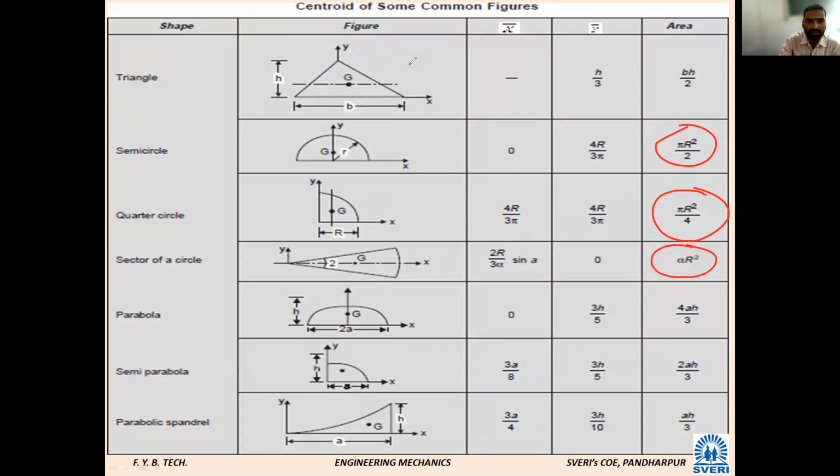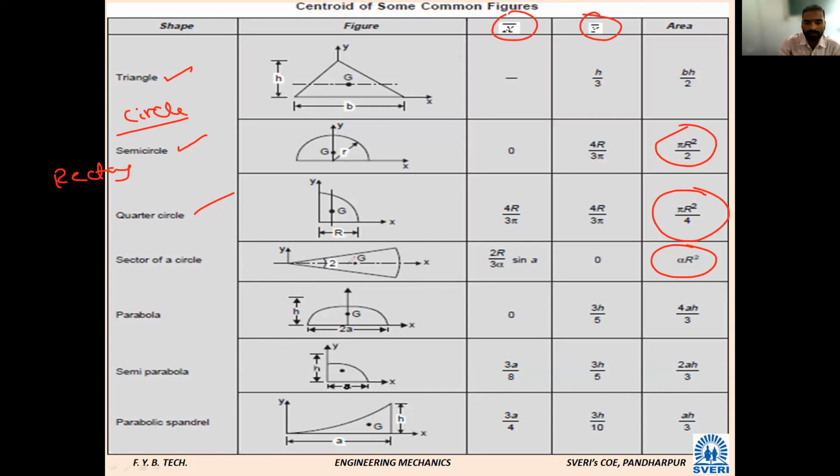Okay, what do you have to remember? Triangle is important, semicircle is important, circle is important, quarter circle, and rectangle. Rectangle is important. He has not given it here. Rectangle area, and also you should know x bar and y bar.